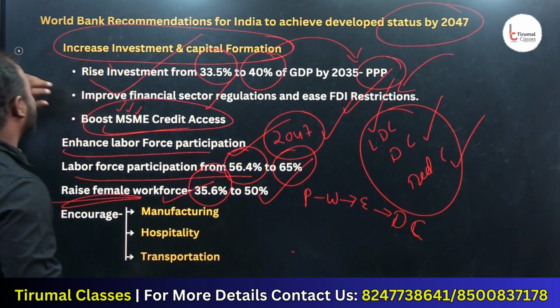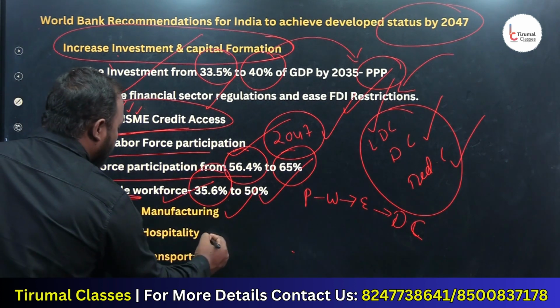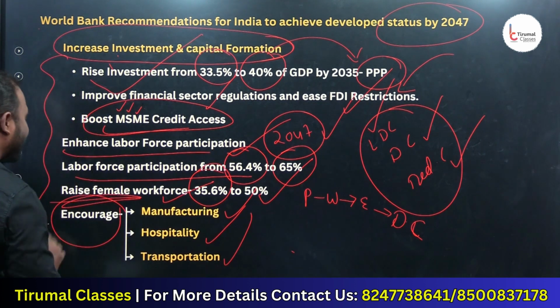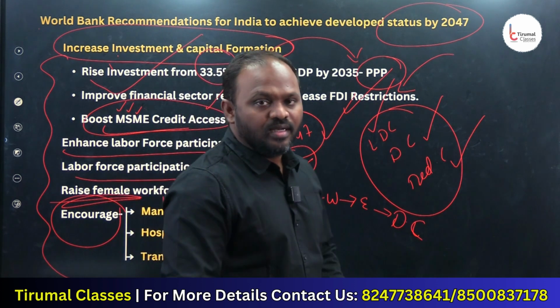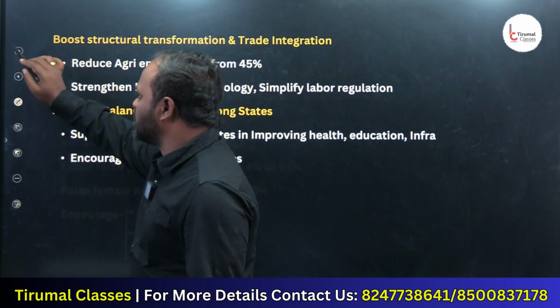These are the recommendations given by World Bank. Another one, encourage manufacturing sector, hospitality, and transportation. Because of all these things, there will be a rise of economy. India can be called a developed country by 2047. This is the first recommendation given by World Bank.